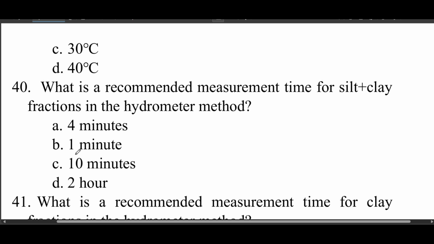Next question. What is the recommended measurement time for silt and clay fractions in the hydrometer method? Options: 4 minutes, 1 minute, 10 minutes, 2 hours. So for measuring silt and clay in the hydrometer method, we have to measure it after 4 minutes. So 4 minutes is the correct option.